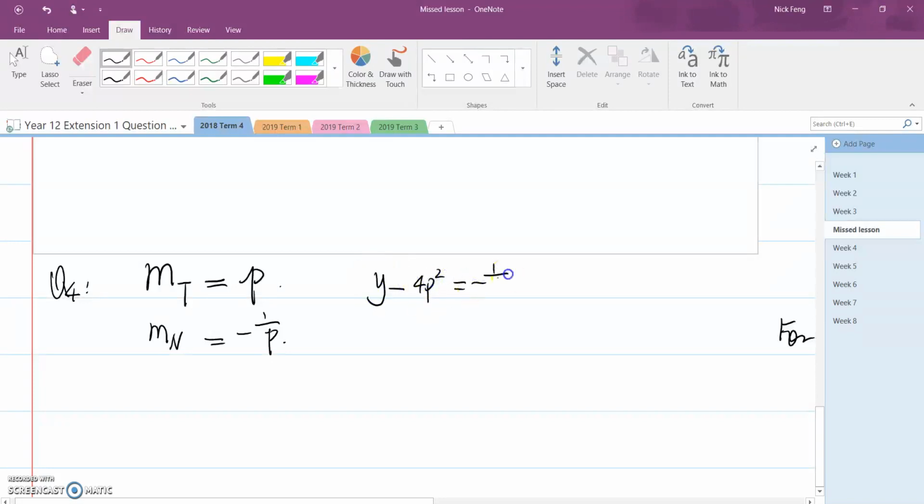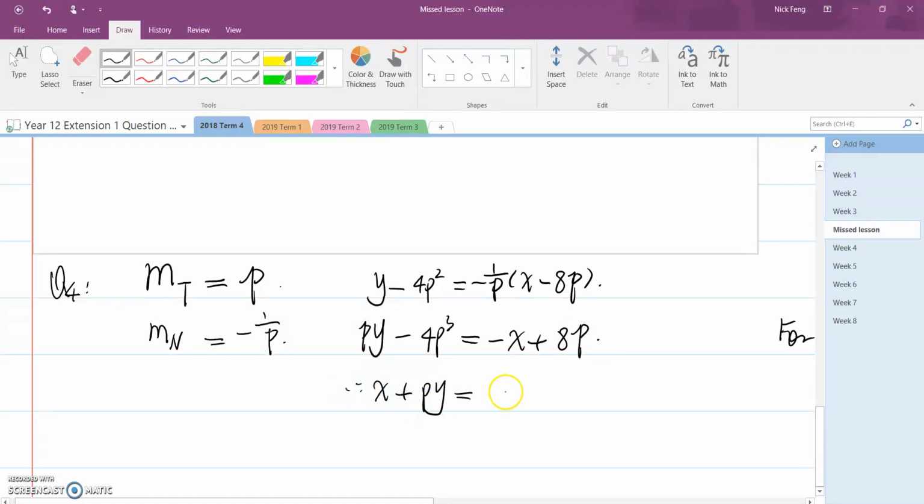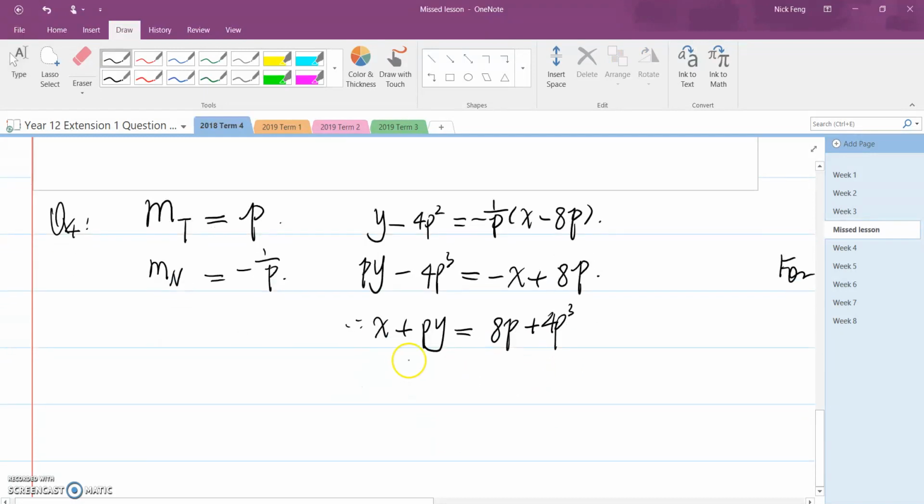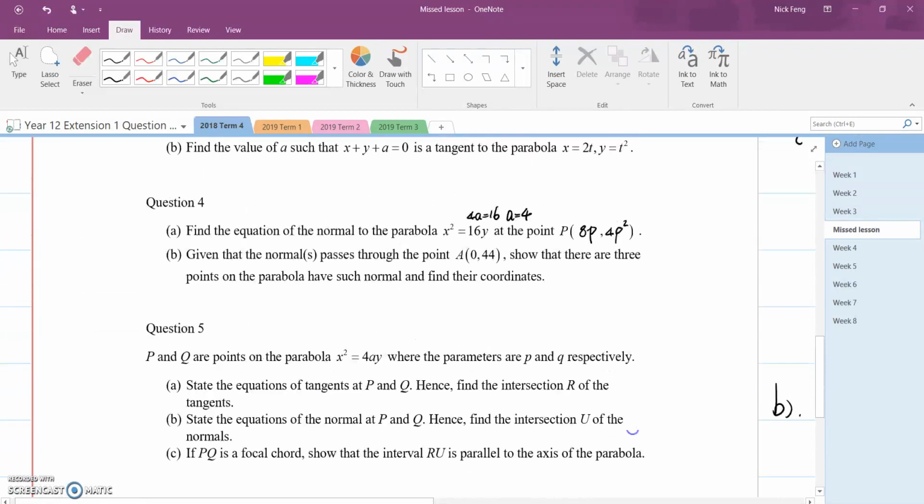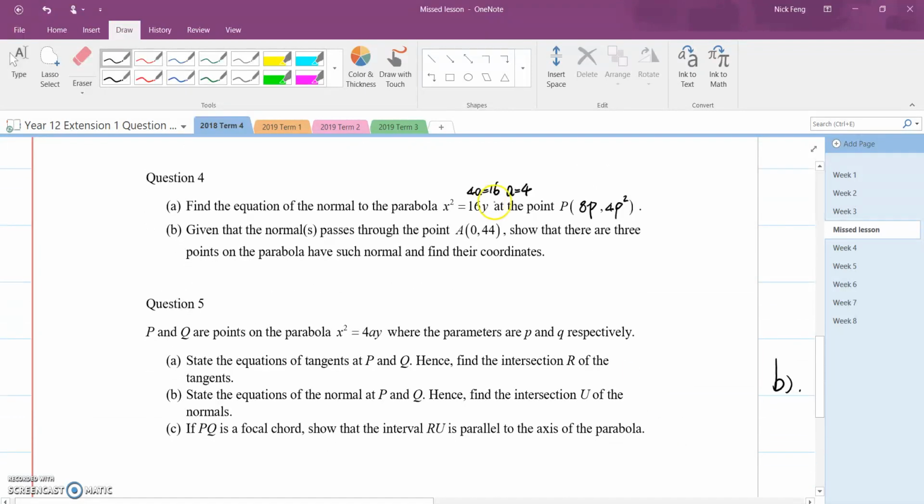y minus 4p squared equals negative 1 on p times (x minus 8p). So py minus 4p cubed equals negative x plus 8p. Therefore, we have x plus py equals 8p plus 4p cubed. Remember, the formula was x plus py equals 2ap plus ap cubed. Of course, it's satisfied when a equals 4, which we just derived. So therefore, that is the equation of the normal to this parabola at the variable point P.